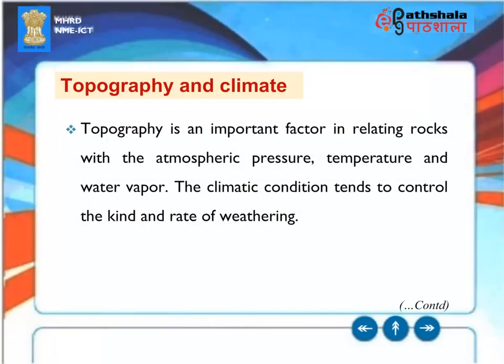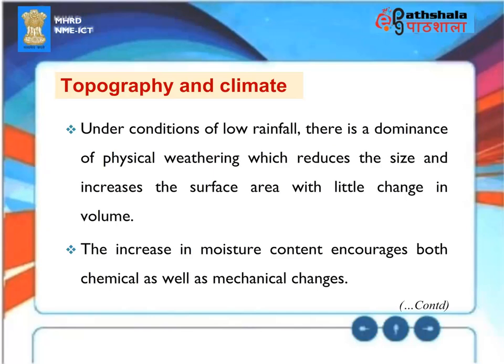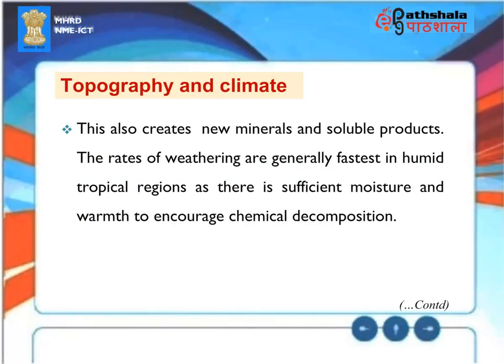Topography and climate. Topography is an important factor in relating rocks with the atmospheric pressure, temperature, and water vapor. The climatic condition tends to control the kind and rate of weathering. Under conditions of low rainfall, there is a dominance of physical weathering, which reduces the size and increases the surface area with little change in volume. The increase in moisture content encourages both chemical as well as mechanical changes. This also creates new minerals and soluble products.